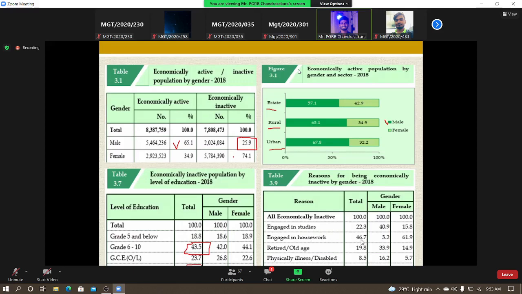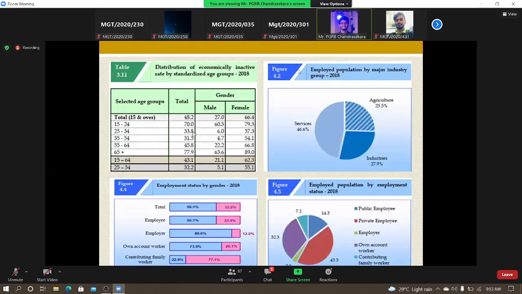Housework engagement is 46.7. That is the main reason for the economically inactive population, making 61% female. Retired, old age, male. Physical illness, categorized, selected age groups. So go through this. Employed population by major industry.